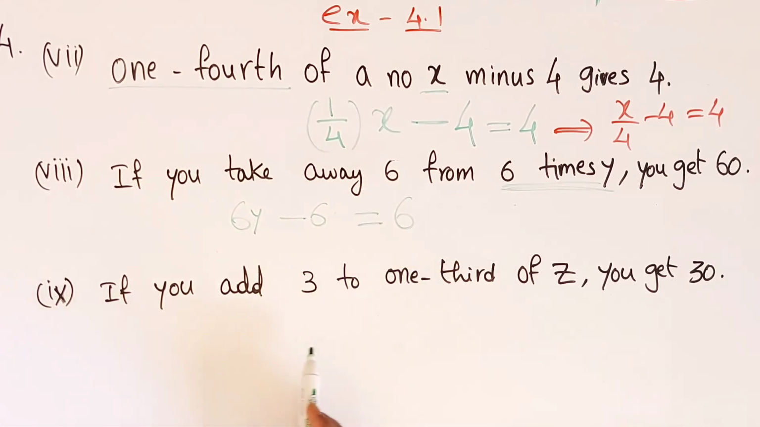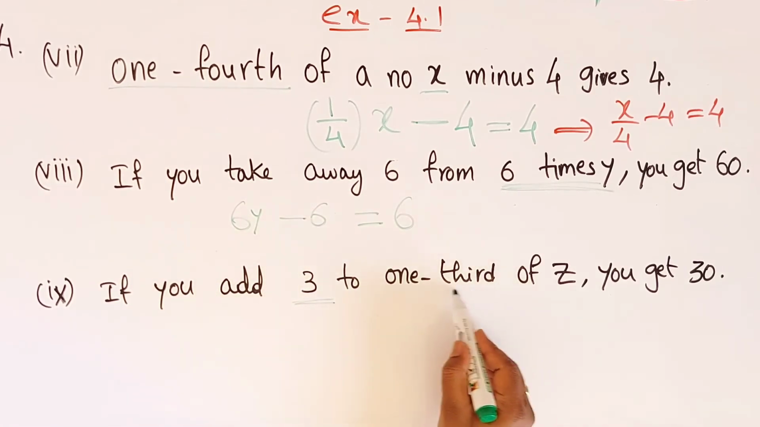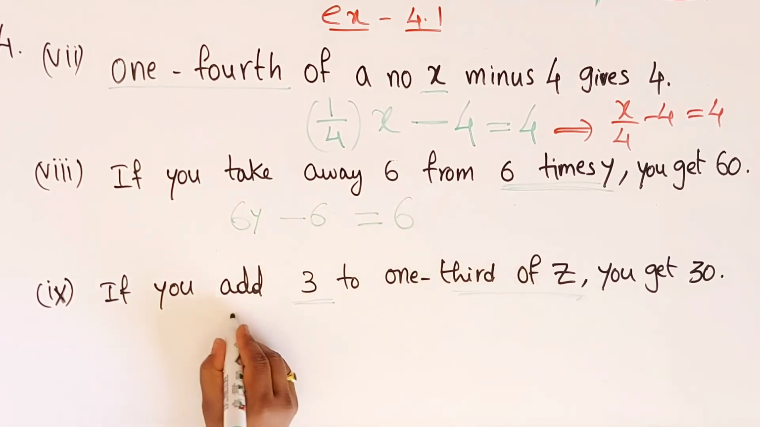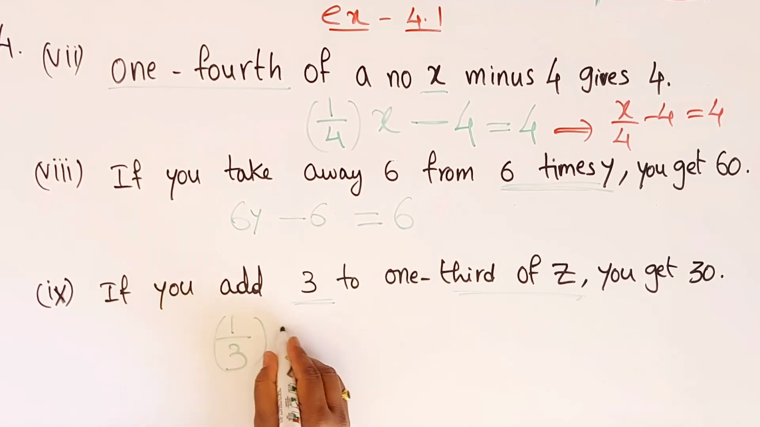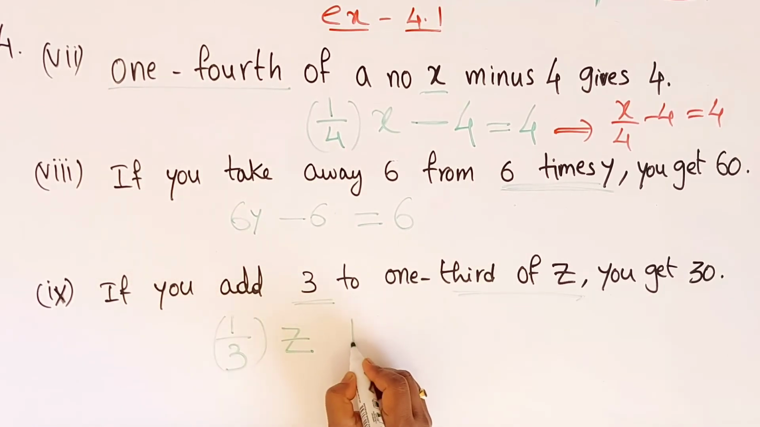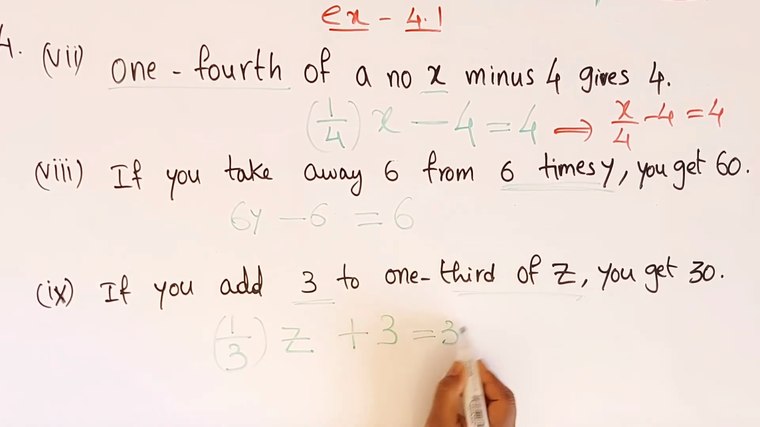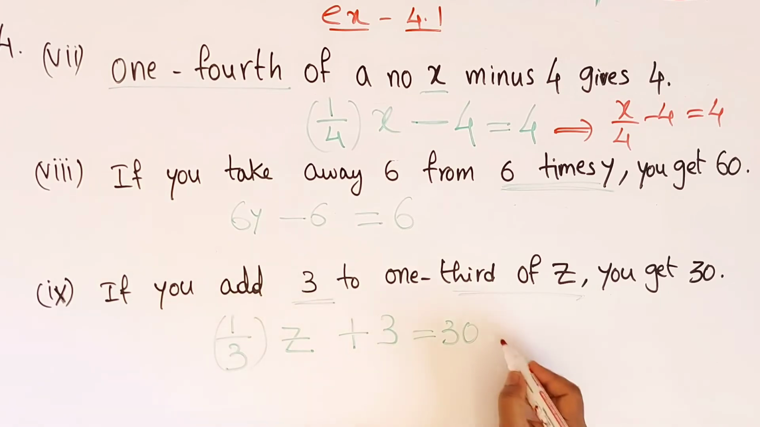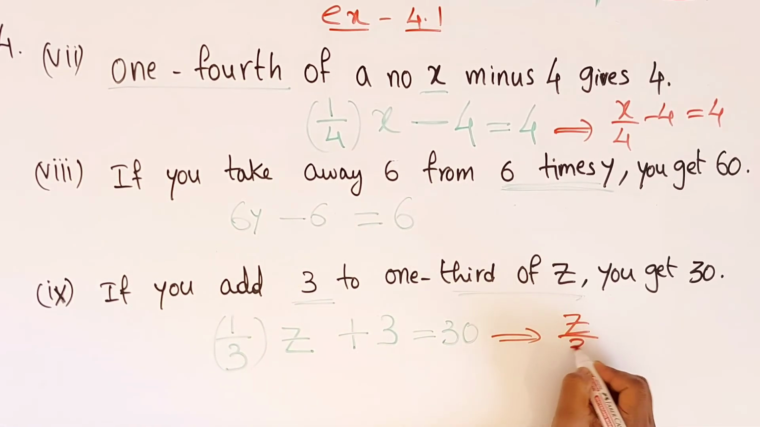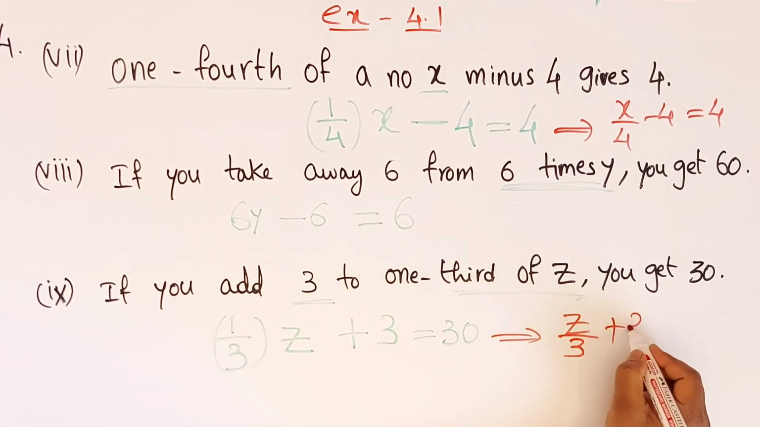Ninth one, if you add 3 to 1/3 of z, you get 30. If you add 3 to 1/3 of z, that means 1 by 3 of z. 1 by 3 of z, if you add 3, plus 3, right children? You get 30, that equals 30. Same thing I am writing here. 1 by 3 z means z by 3 also you can write. Plus 3 gives you 30. This is the equation, children.